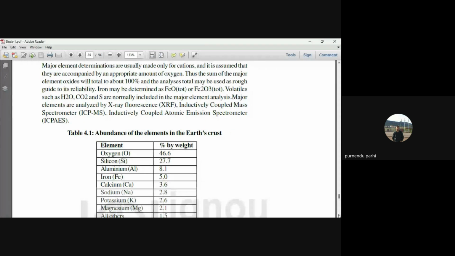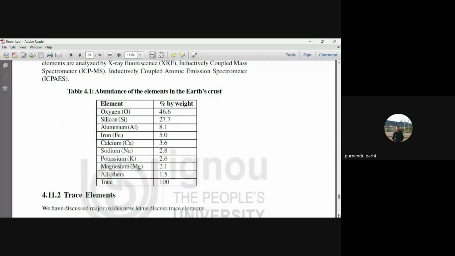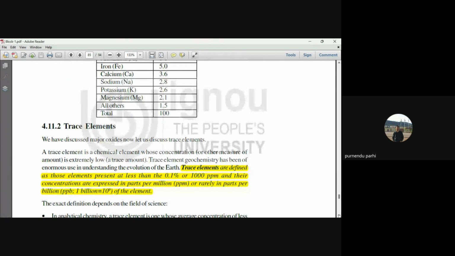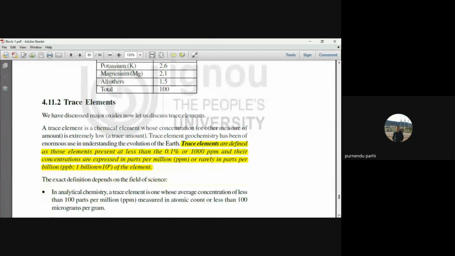Abundance of the elements in the earth's crust. Oxygen is 46.6% by weight, silicon is 27.7%, aluminum 8.1, iron 5, calcium 3.6, sodium 2.8, potassium 2.6, magnesium 2.1, and all others 1.5%. Trace elements.